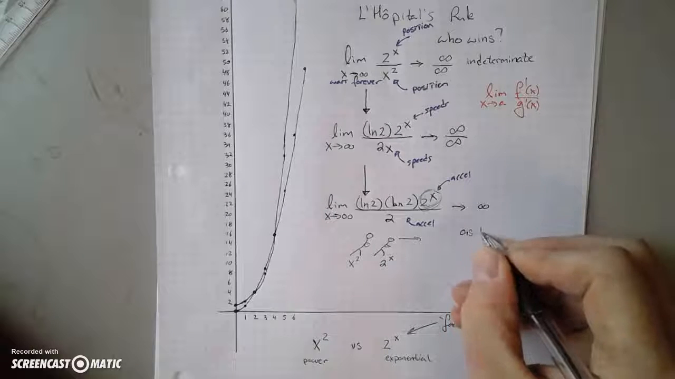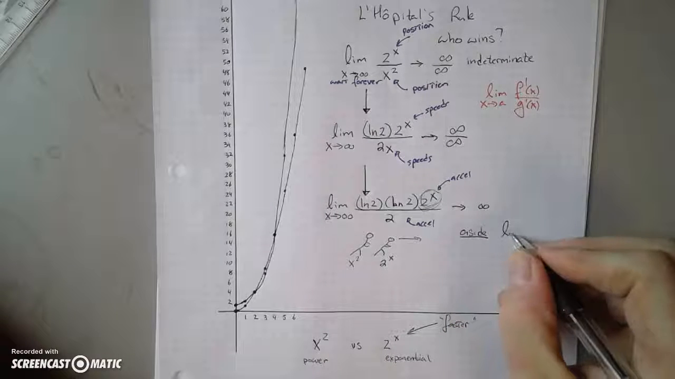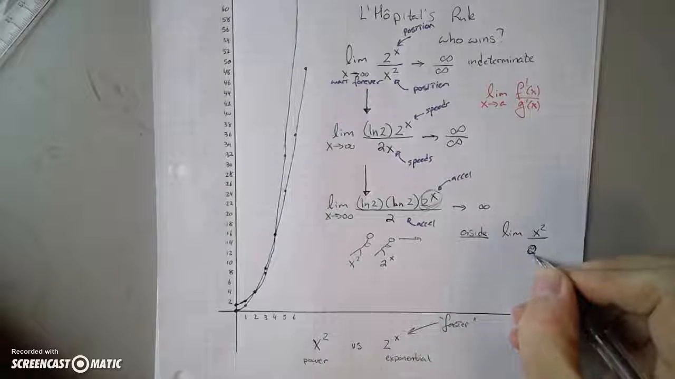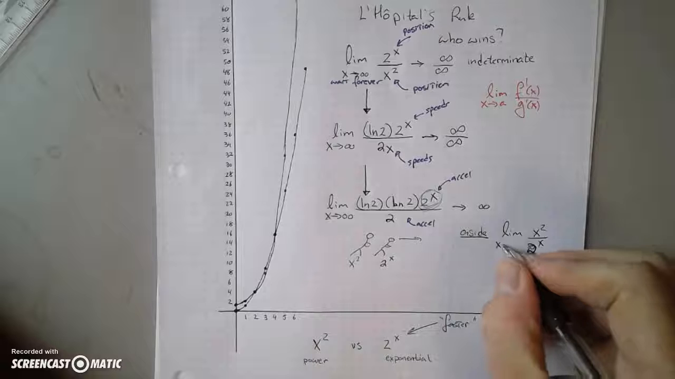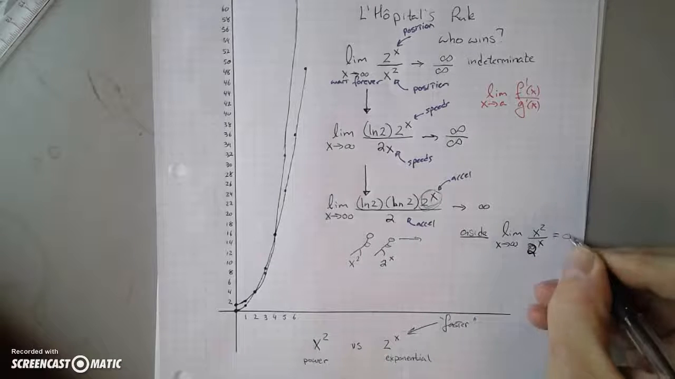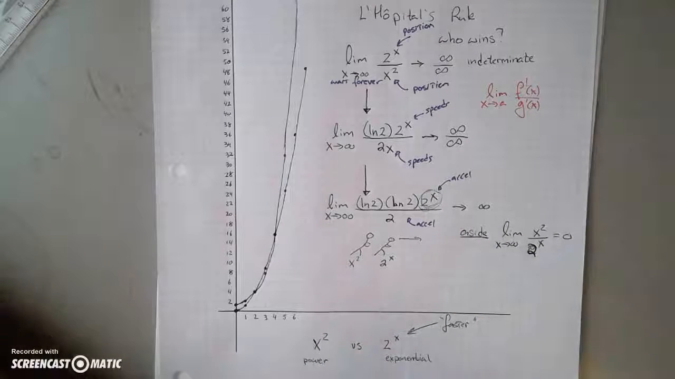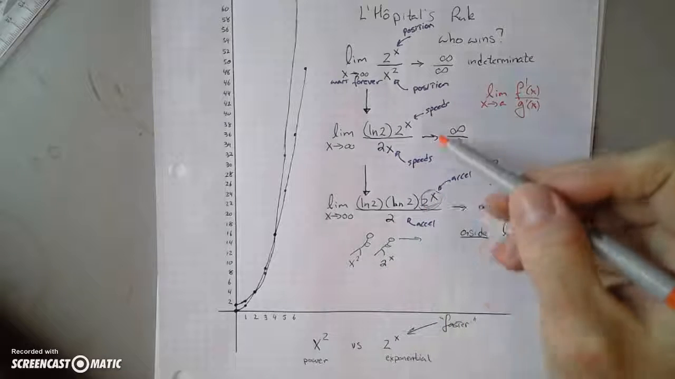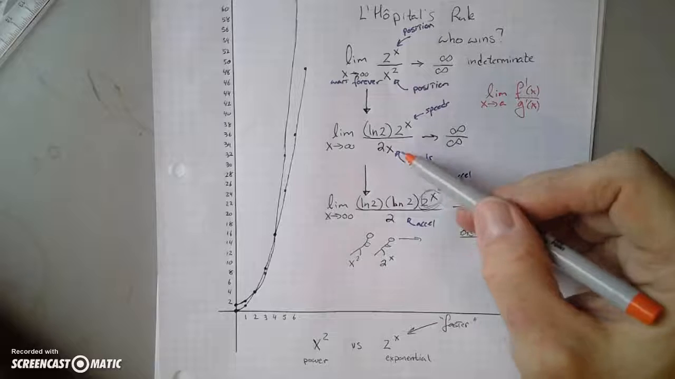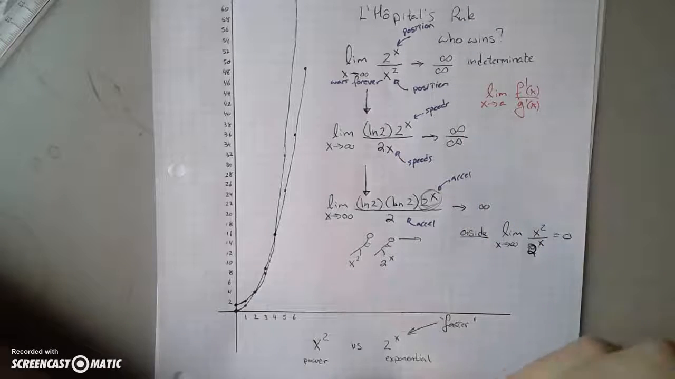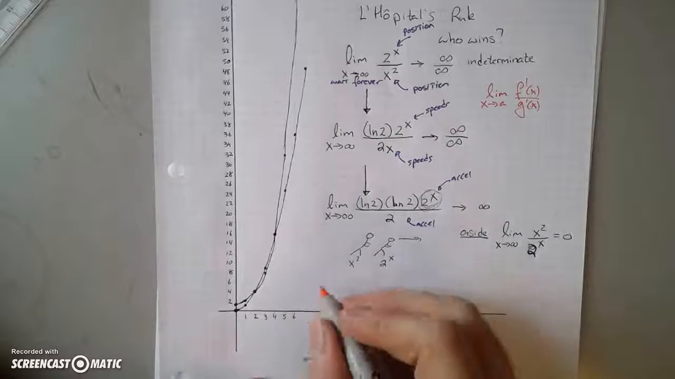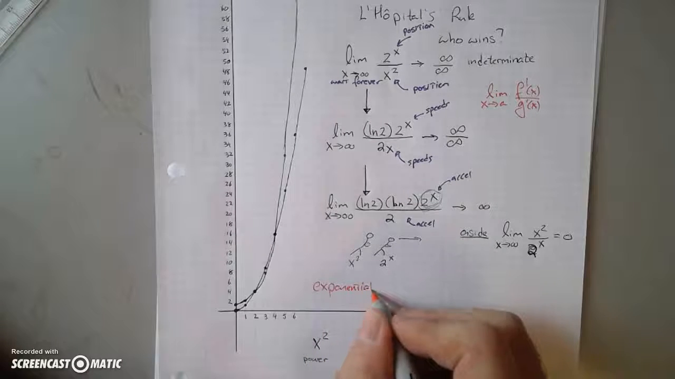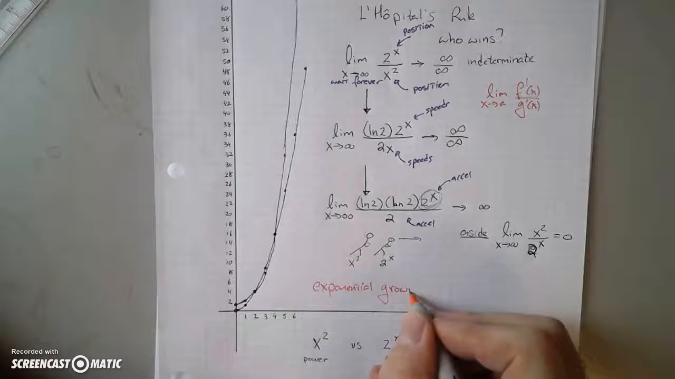As an aside, if you take the limit of the reciprocal, x squared over 2 to the x, as x goes to infinity, this would be 0. The idea of this is that this limit of derivative over derivative is equal to this limit of derivative over derivative, which is equal to the original limit. And the punchline of this is that exponential growth is really fast.